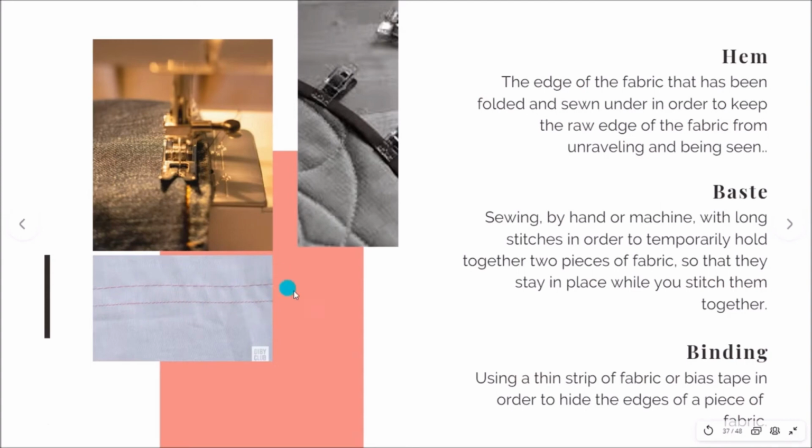And then binding. Binding is using a thin strip of fabric or bias tape in order to hide the edge of a piece of fabric. So you'll basically fold a piece of binding over the top and bottom just to hide the edge of that fabric.